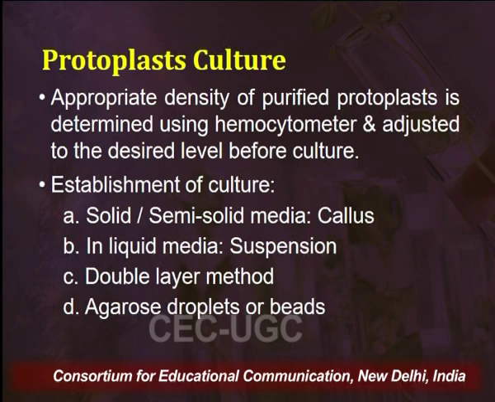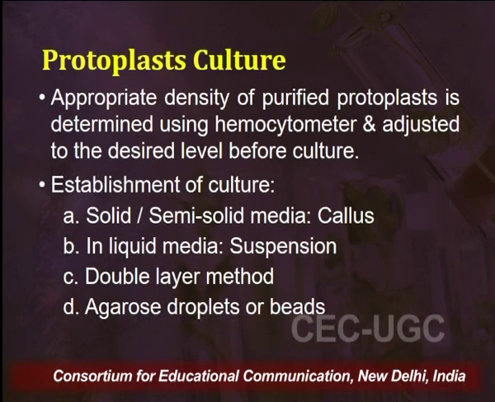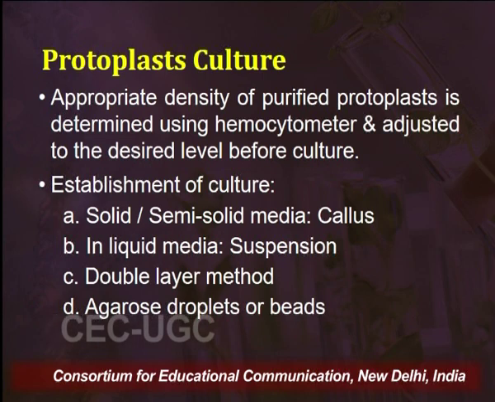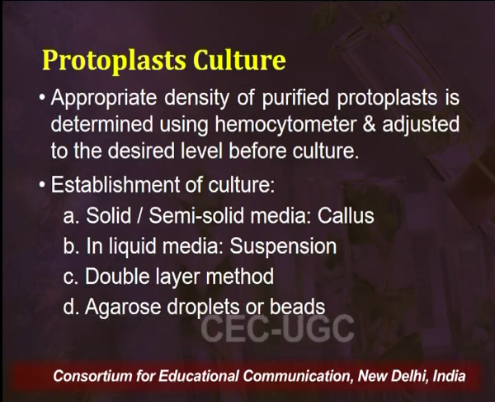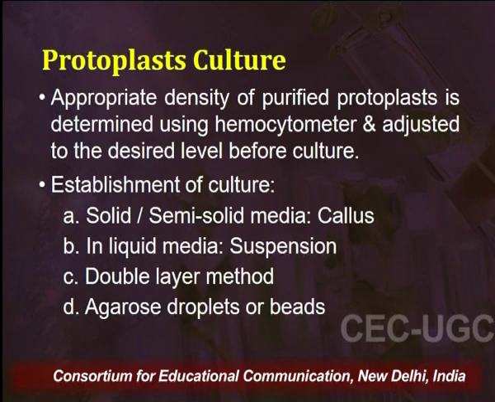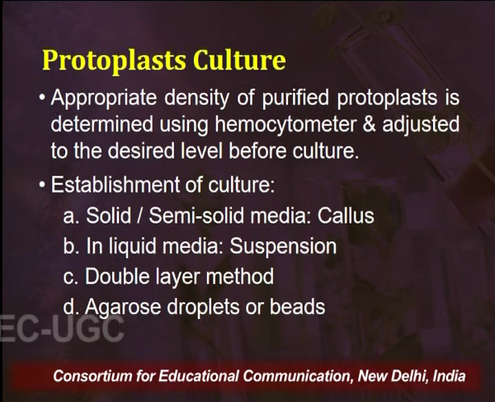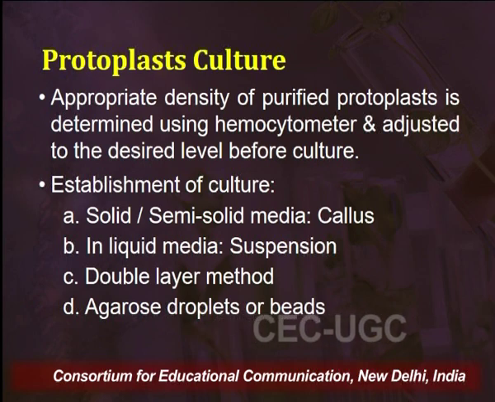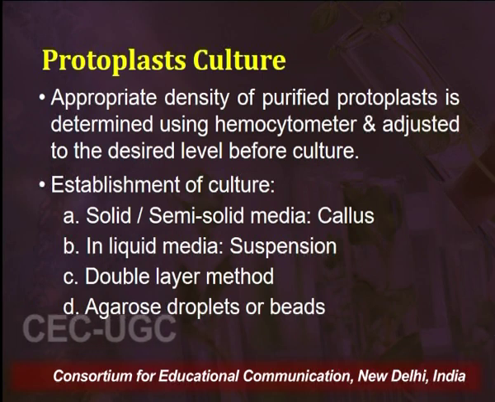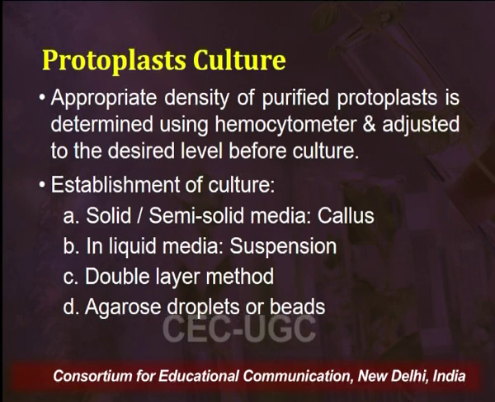Now once we fuse these protoplasts, or if you haven't fused, you isolated the protoplast, the next step is to perform the protoplast culture. Now, in order to initiate the protoplast culture, appropriate density of the protoplast culture should be there, and this density can always be determined by using hemocytometer. And the optimum density we have discovered is 5 x 10^4 to 1 x 10^6 per ml of the suspension, which is good for fusion as well as for the protoplast culture.